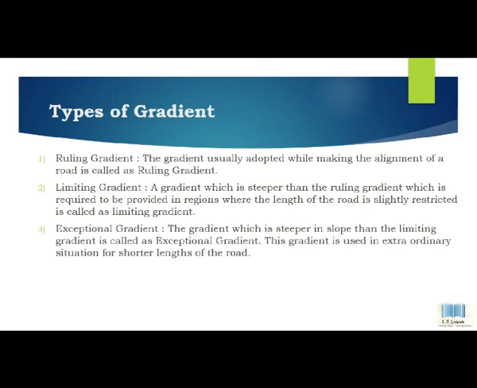Then the second is limiting gradient. A gradient which is steeper than the ruling gradient, which is required to be provided in regions where the length of the road is slightly restricted, is called limiting gradient. The gradient which is steeper, or which can have steps more than the ruling gradient. The limiting gradient is also called the maximum gradient because the height of this gradient is maximum.